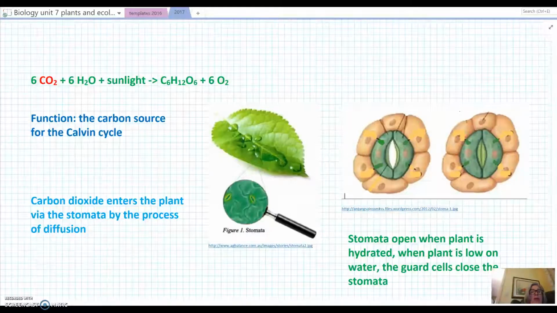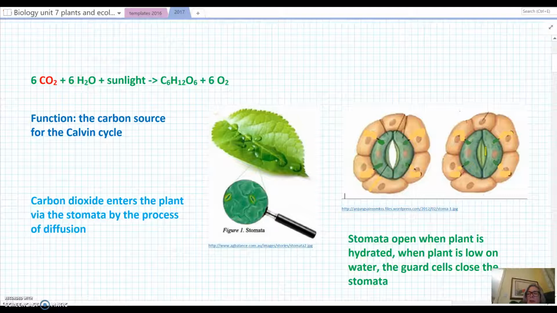Now, these stomata that are pictured here in a leaf in yellow, and then in an enlarged form over to the right, have the ability to open and close. When the plant is very well hydrated, these guard cells that are pictured in green open up the stomata so that carbon dioxide can enter and oxygen can leave. When the plant is low on water, these guard cells close the stomata so that carbon dioxide can no longer get in, but it does help the plant to maintain water inside the plant because water can also not get outside of the plant.